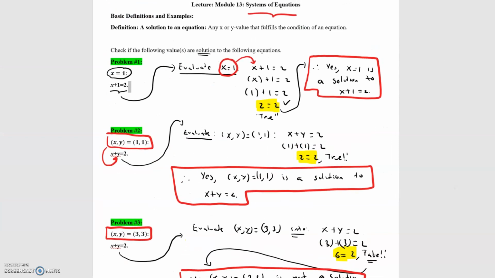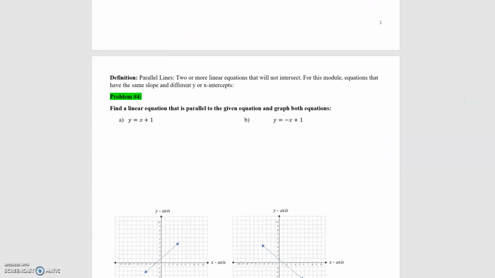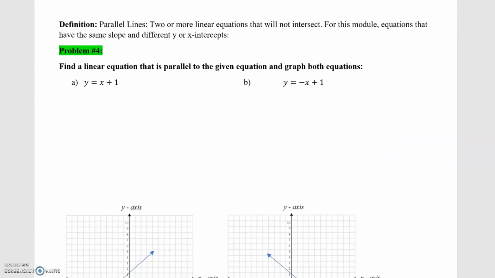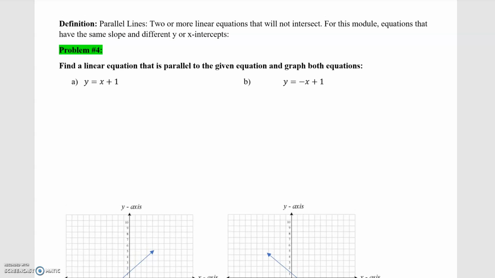We need to move on to the next definition that shows up in this module, and this is with parallel lines. Now, we're going to be looking at parallel lines, and by definition, a parallel line is a line that does not intersect a given equation, and technically it has a different x or y intercept. So the lines have to be different. That's part of the actual definition here.